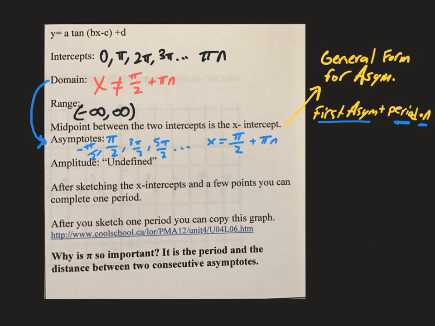They mention a few key facts here as well. The next line says the midpoint between two intercepts is the x-intercept. What they actually meant to say is the midpoint between two asymptotes is the x-intercept. So halfway between your asymptotes is that center point. The amplitude is always written as being undefined, and basically this graph always repeats itself. So once you've drawn the first picture, that first form of it, you can keep copying it over to get more sections of the graph.